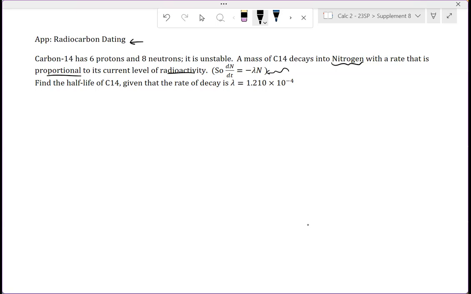dN/dt equals negative lambda N, where lambda is a positive constant given here. And we would like to find the half-life of carbon 14. We'd like to find the amount of time that it takes for half of the mass of carbon 14 to decay into nitrogen. So my differential equation is dN/dt equals negative lambda N. You might be able to guess the solution to this.